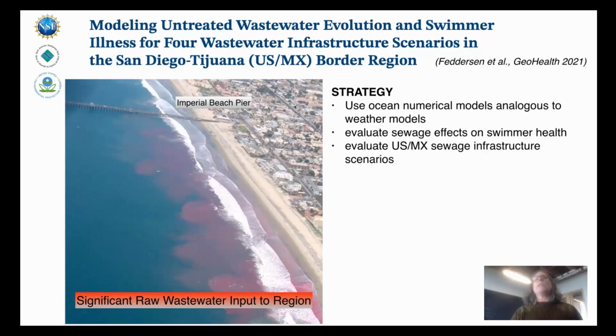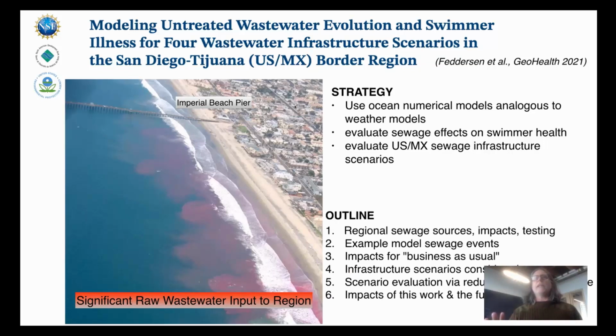The strategy we used was ocean numerical models that simulate the flow of water in the ocean and the mixing. These models are analogous to weather models, and then we couple them to human illness models, or you may be more familiar with QMRA, quantitative microbial risk assessment models, that folks like Ali Baim, one of our collaborators, have been very much behind. We can evaluate the sewage effects on swimmer health, and then evaluate potential infrastructure scenarios in terms of improving swimmer health.